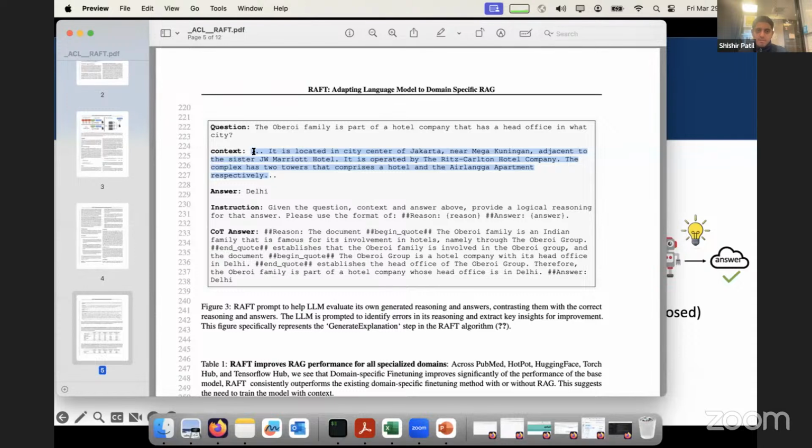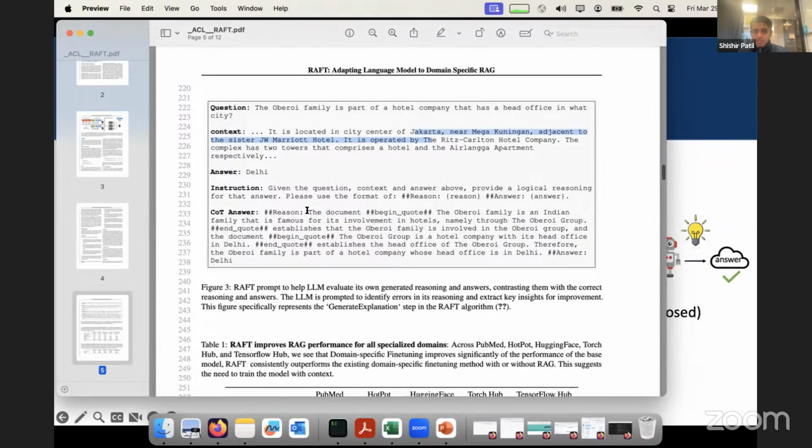So you take this context, and you ask the LLM, hey, can you come up with a question? So this would be the question, and this would be the answer. Here the question is, the Oberoi family is part of a hotel company that has a head office in what city? And you have a bunch of documents. There's also distractor documents, about JW Marriott Hotel and so on and so forth. But you want the LLM to come up with the answer based on this document, and this is the part where I was telling you about, there's a begin quote and an end quote. So you want it to faithfully also verbatim cite the document. It's going to say, the Oberoi family is part of a hotel company whose head office is in Delhi. So the answer is Delhi.